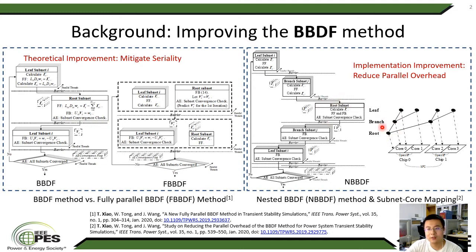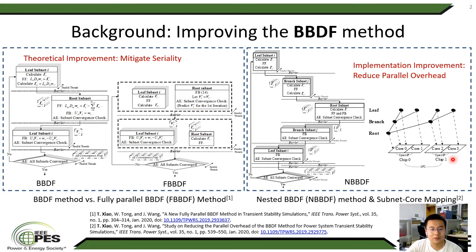Leaves and corresponding branch are bound to the CPU cores on the same CPU chip. Parallel communication between cores on the same chip is done by OpenMP, and the communication between cores on different chips is done by MPI. By doing so, the parallel overhead can be reduced. Detailed analysis can be found in reference 2.